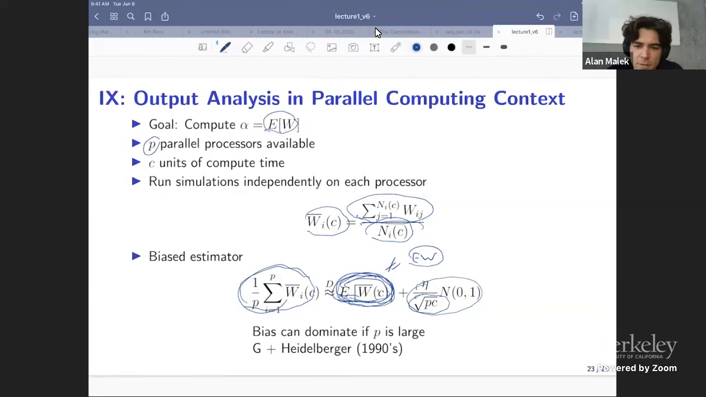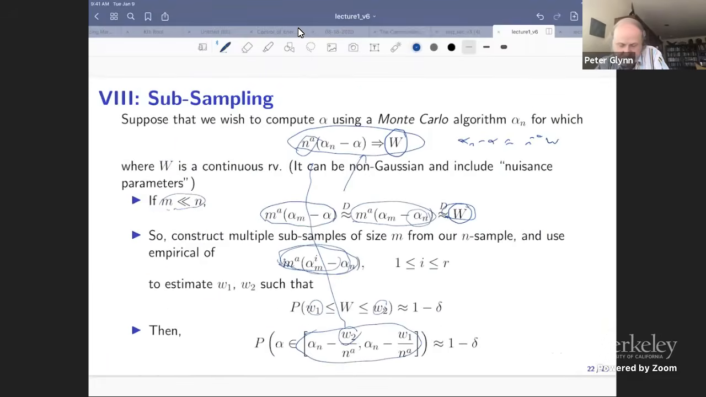Thanks, Peter. There is one follow-up question that came, which was about constructing the confidence intervals for the subsampling section. Could you give a bit more detail as to how we would actually learn or use the estimates to construct the confidence interval? Are you just taking the error quantiles, or?